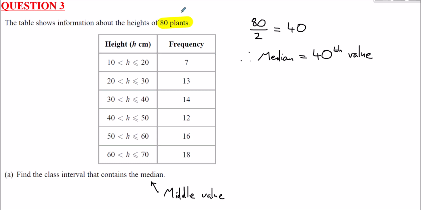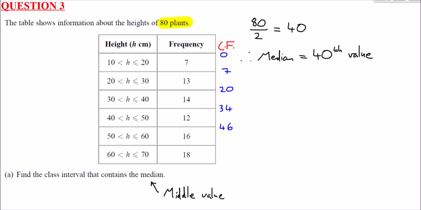So start with 0. I'm just going to label this CF for cumulative frequency. So start with 0 and add up as we go. 0 plus 7 is 7. 7 plus 13 is 20. And we're going to keep going until we get to the first value which is at least the median. So 20 plus 14 is 34. Still not at 40 yet. 34 plus 12 is 46. Now, we have gone beyond the median.